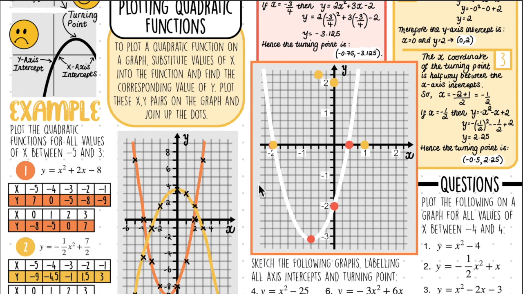The final step is to draw through these points. So there you have it. This white line going through the yellow points is the quadratic function.